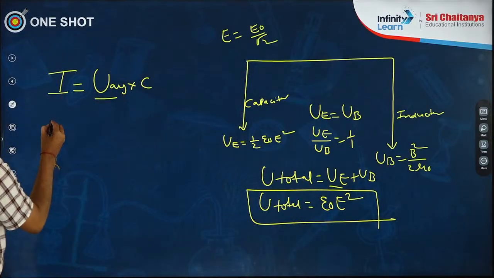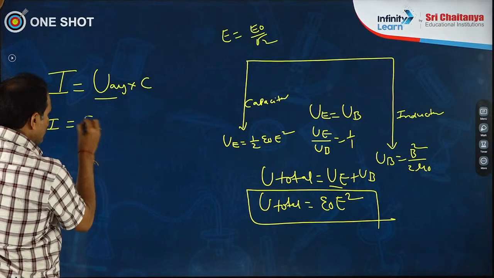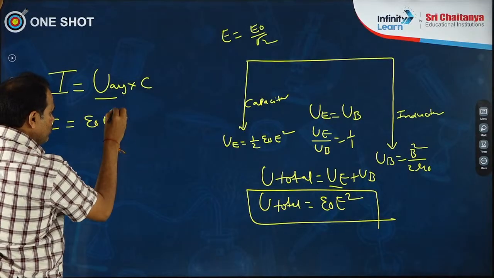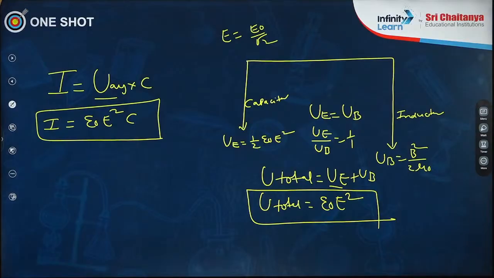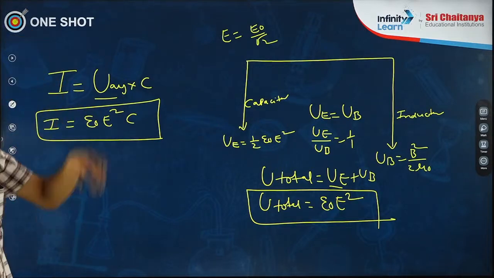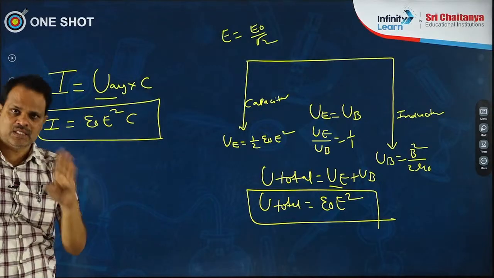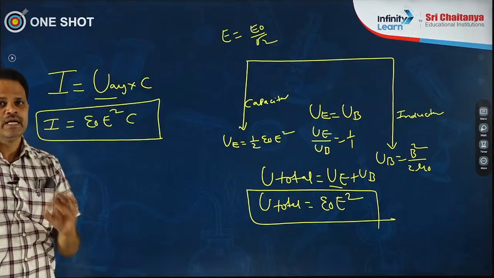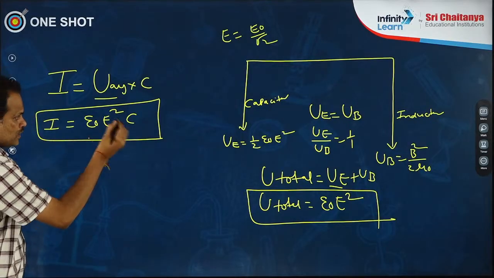But the intensity of the electromagnetic wave can be written as u total, which is epsilon naught into E square into c. What is E? Student: more confusion. Some books give E naught square by 2, so E naught into E square into C. There is no confusion. E naught square by 2 means they are specifying amplitude. Just E means just electric field, which is RMS. But intensity is equal to epsilon naught into E square into C.